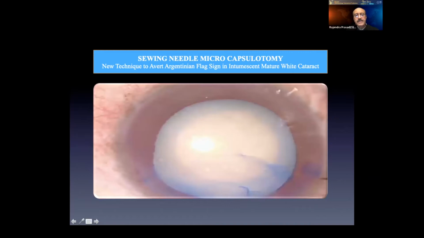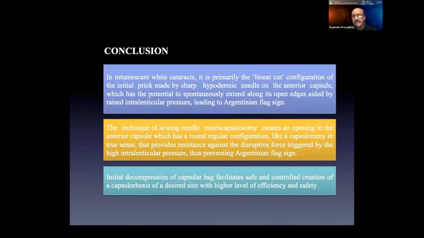So to conclude, in intumescent white cataracts, we know that there is a high intralenticular pressure. And if you use a device which cuts the anterior capsule, whether it is capsulorhexis forceps or the needle, that should be avoided. And we can use this device to create a hole in the anterior capsule so that we can evacuate the fluid from the capsular bag, without the fear of extension of the capsular tear.